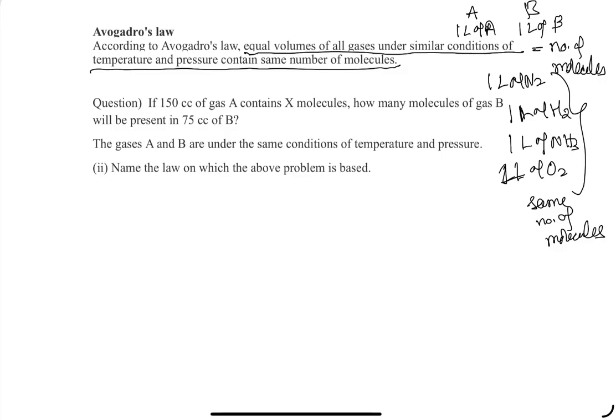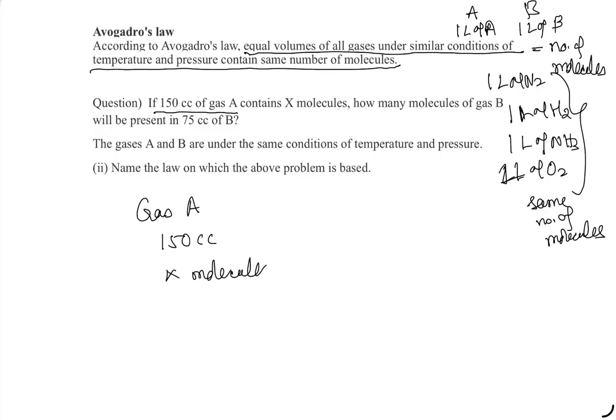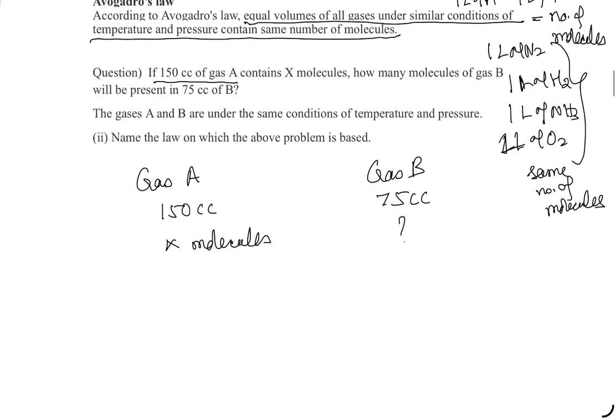Now let's look at this question. If 150 cc of a gas A contain X molecules, how many molecules of gas B will be present in 75 cc? So for gas A, they have given the volume as 150 cc and it is having X molecules. And they are asking for gas B, whose volume is 75 cc. So we have to see what is the ratio of volume of gas A to B.